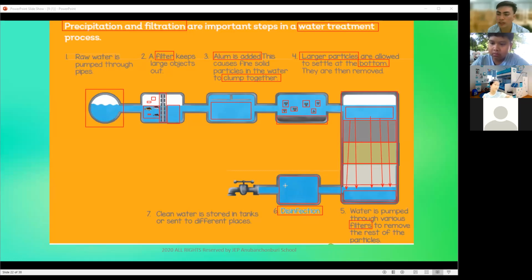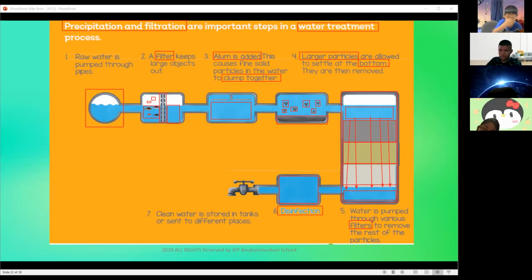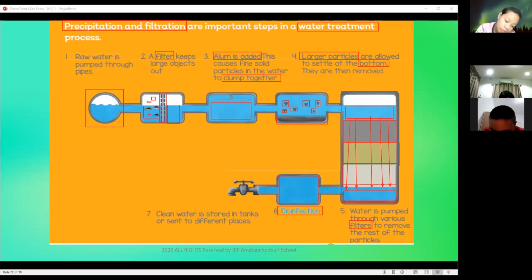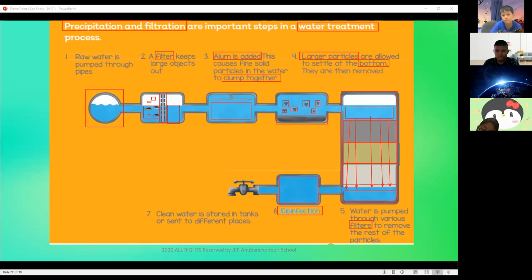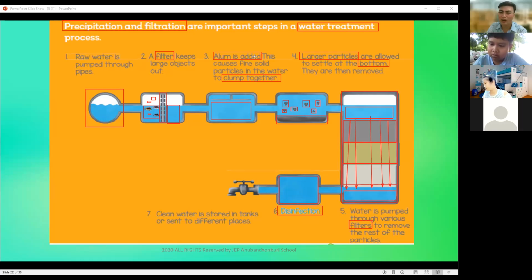So disinfection here. What is the purpose of disinfection? Why do we need to disinfect the water? Any idea? You might say, Teacher Edward, we already use alum, we already use filtration, but why do we need to disinfect the water in the 6th container? What do you think is still present in this tank that we need to disinfect?